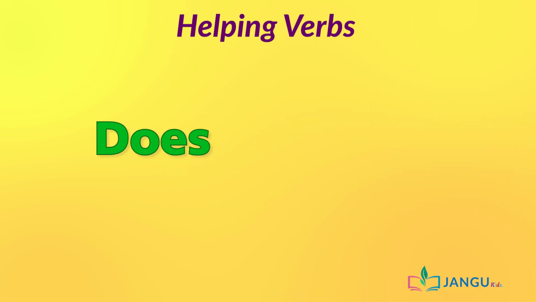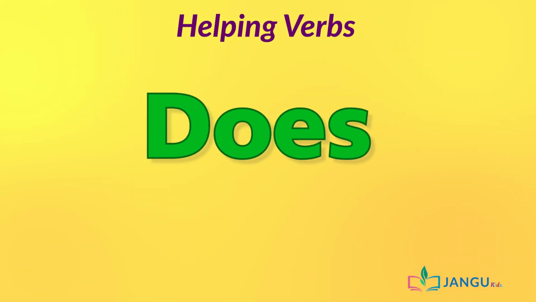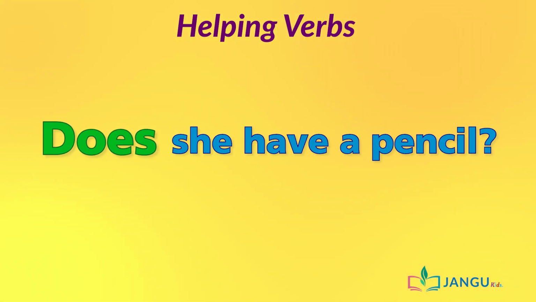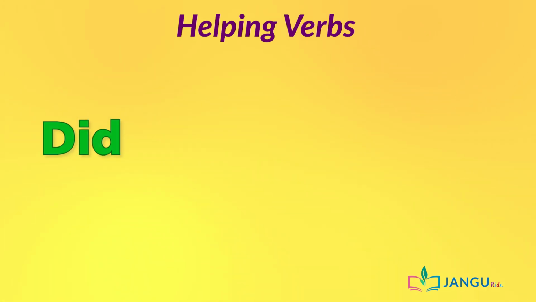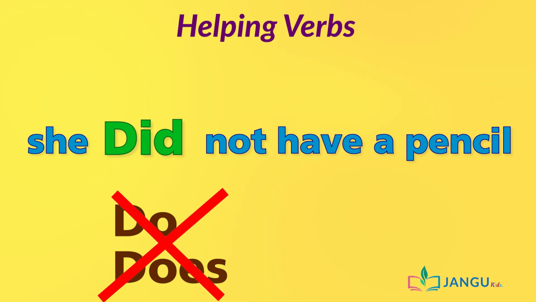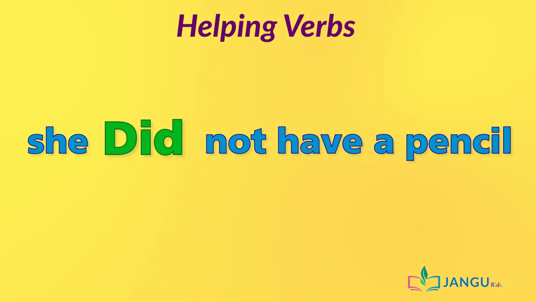Also, does is just like do, but we use it only for the third person singular pronouns, he or she. So we can say, does she have a pencil? For example. And did is the past tense of do. For example, she did not have a pencil. Do and does are never used for the past.